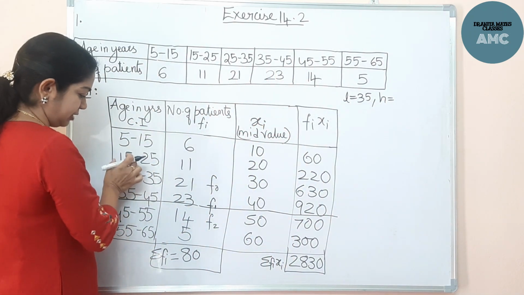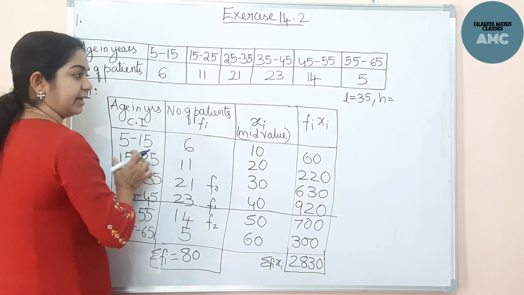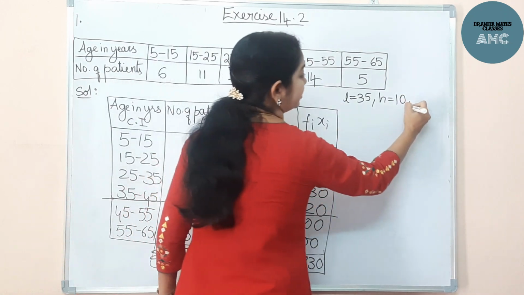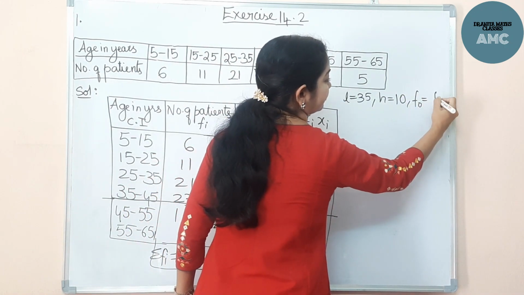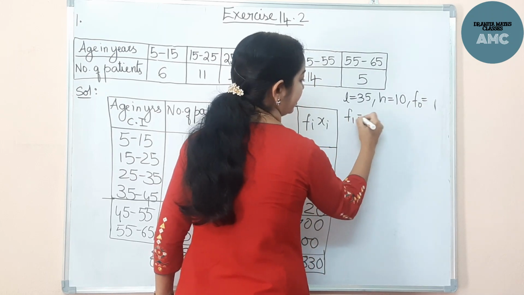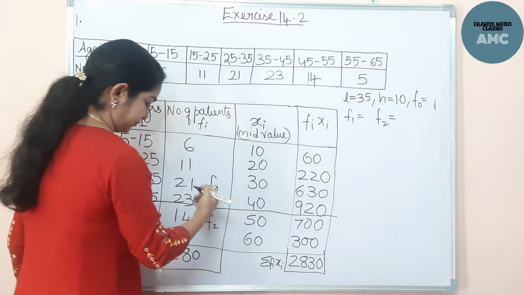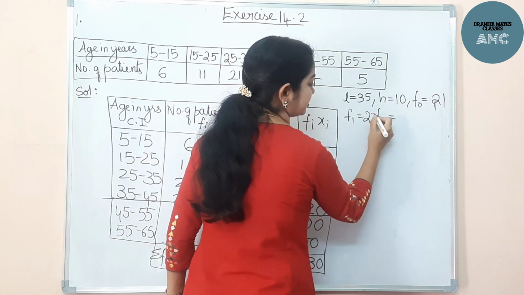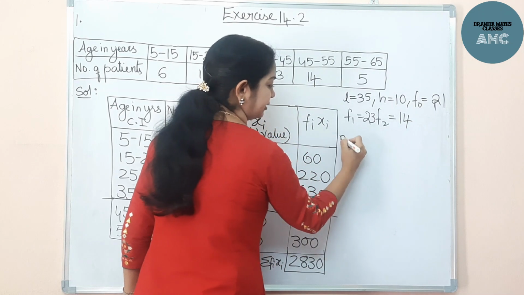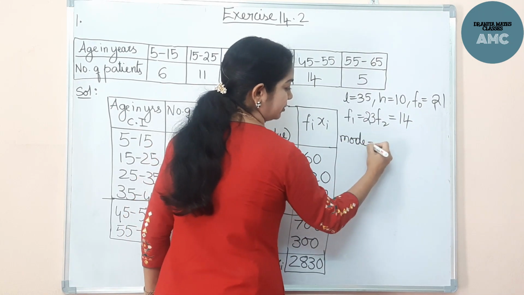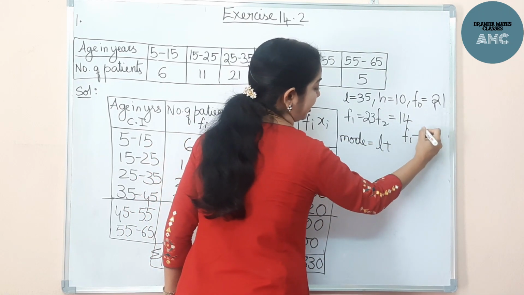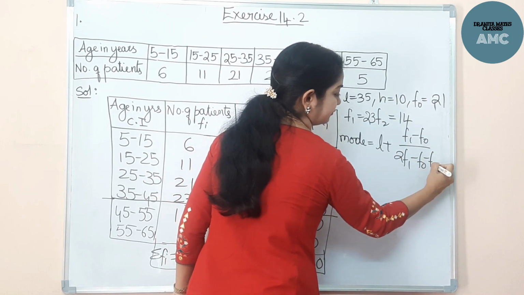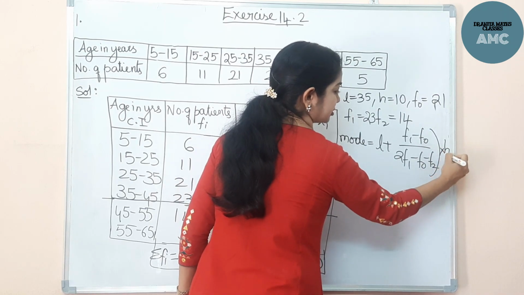So, here how much? 15 to 25, 25 to 35, it is 10. Okay. And again we will note F0, F1 and F2. So F0, F1, F2 are 21, 23, 14. So we will write the formula: mode equals L plus (F1 minus F0) by (2F1 minus F0 minus F2) into H.